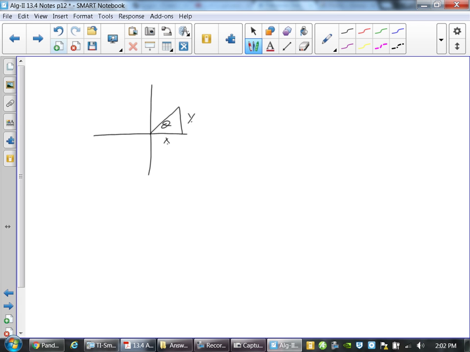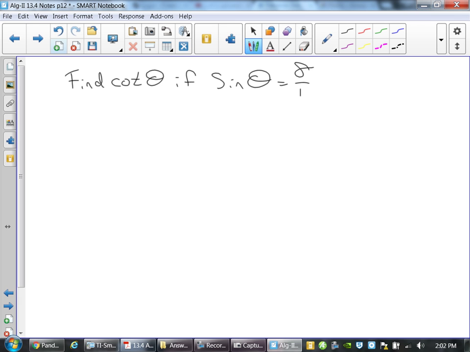Okay, what were you talking about? 24. Ah, cool. 24, find the cotangent. So if your sine value is 8 over 17, sine is opposite over hypotenuse. They're both positive, which means you have an opposite and a hypotenuse of 8 and 17 respectively. That places theta there. Means you need to find the adjacent. What's the adjacent? 15, very good.